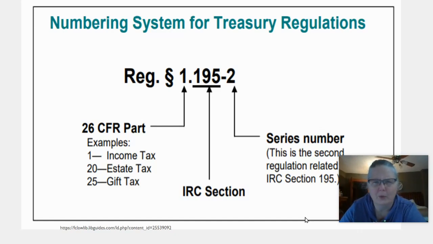We've mentioned this in class before, but I want to make sure everybody understands. If you see a regulation, this is an example of a regulation number. The first part of the number gives the part of the code. So 1 is income tax, 20 would be estate tax, and 25 would be gift tax. After the period, we've got the actual section number that is being explained. So in this one, it's section 195 that the regulations pertain to. And the dash 2 is the series number, so it would be the second regulation related to 195. So this is for the Treasury regulations.